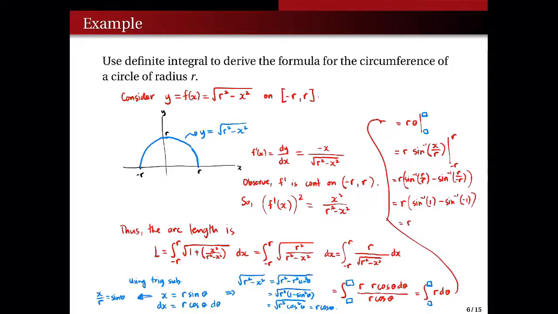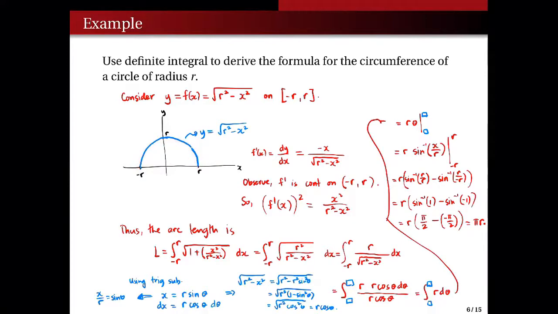But sine inverse of 1, that's just pi over 2, minus sine inverse of negative 1. Remember the conditions. Remember the interval that we were using for the inverse trig function when we discussed trigonometric substitution. So this is negative pi over 2. So in the end, you will get pi r. That's the length of this semicircle here.